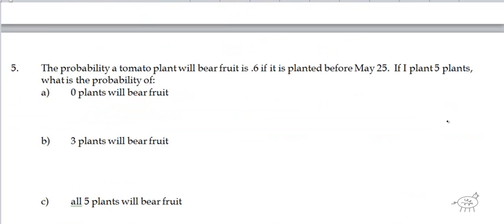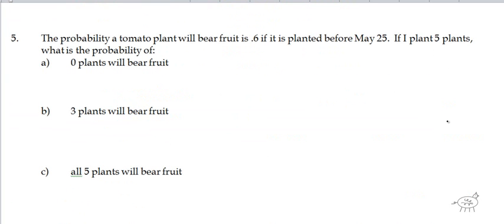Okay, that's not that bad, right? Pretty mellow so far. Okay, number 5, it says the probability that a tomato plant will bear fruit is 0.6 if it is planted before May 25th, because you've got to worry about frost, I guess. If I plant 5 plants, what is the probability that 0 plants will bear fruit?